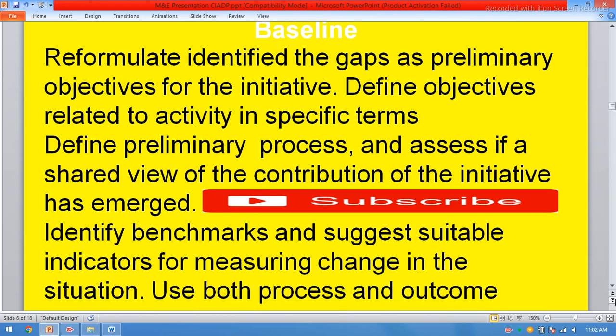Baseline. Reformulate identified gaps as preliminary objectives for the initiative. Define objectives related to activity in specific terms.